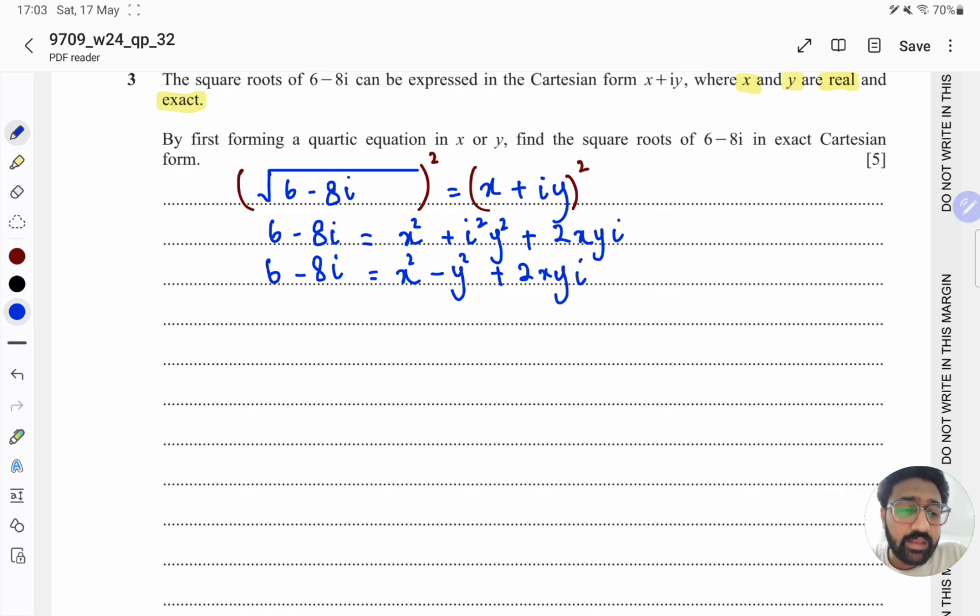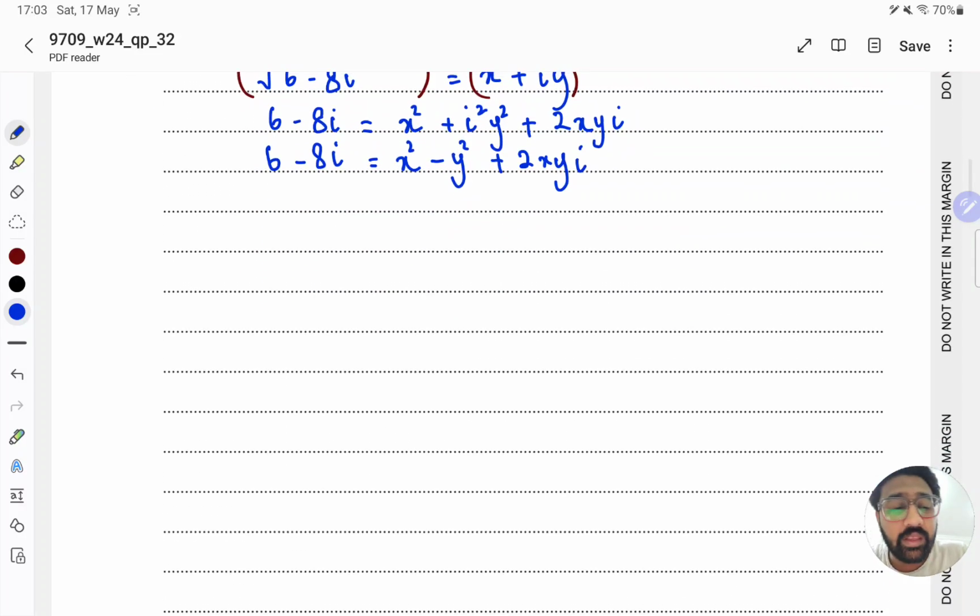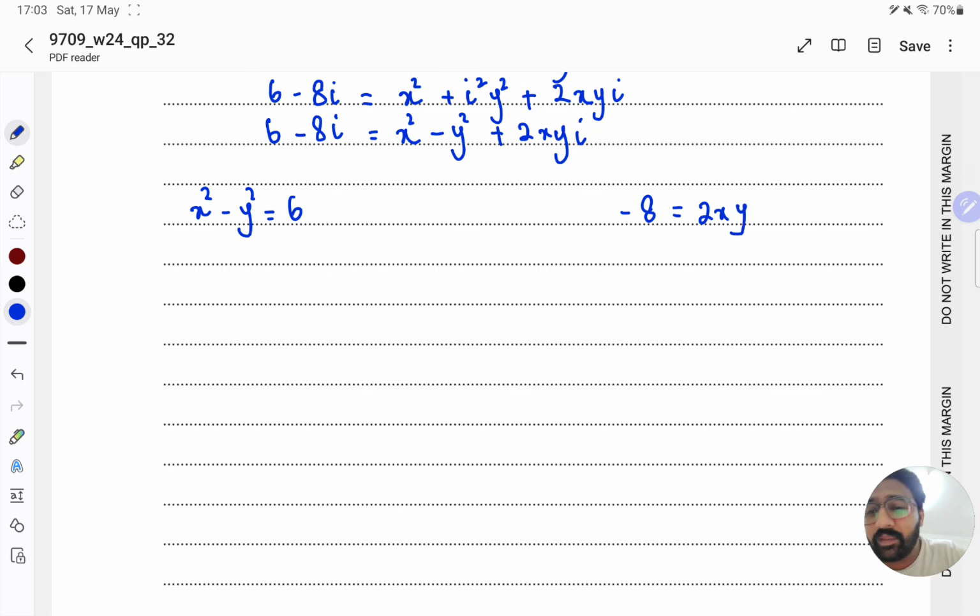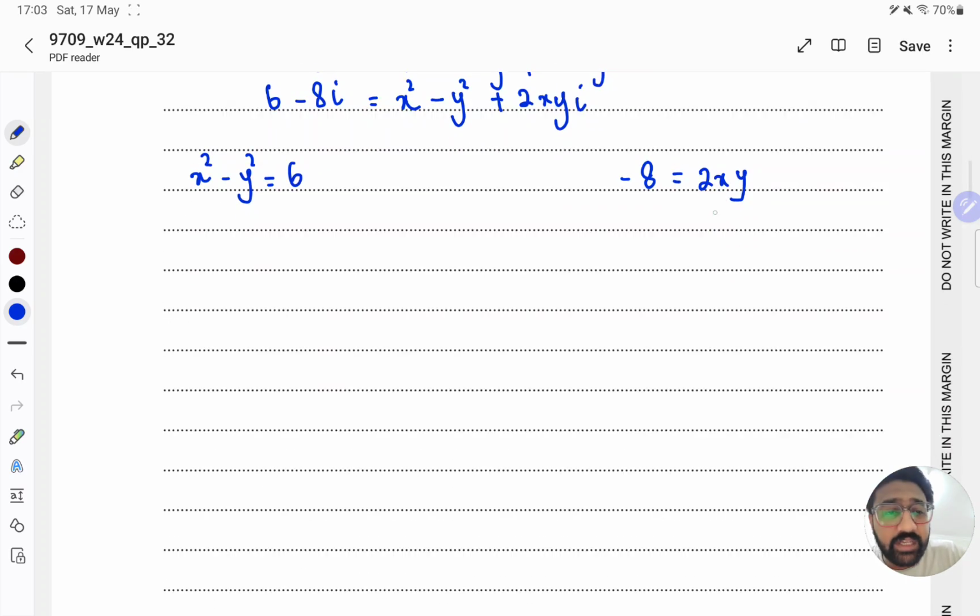Now we have the real part and the imaginary part on both the sides, so we will compare them. If I compare the real parts first, it will be x square minus y square equals 6, and if I compare the imaginary part, it will be minus 8 equals 2xy. Now if I make x the subject over here, it will be x equals minus 8 divided by 2y, and if I simplify it will be x equals minus 4 divided by y.